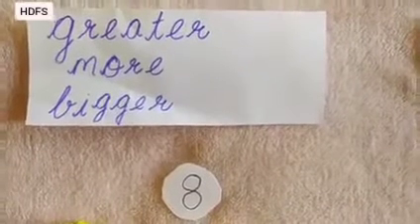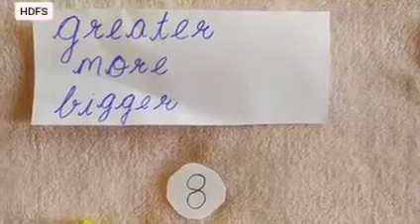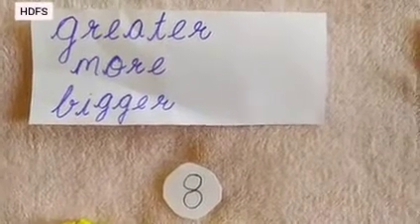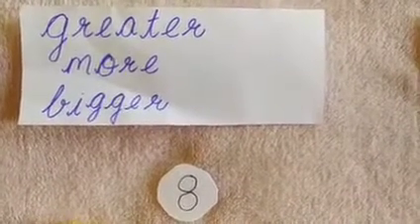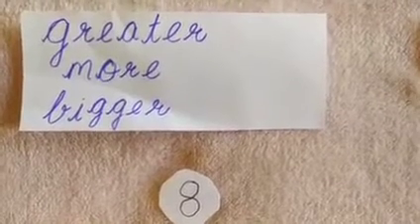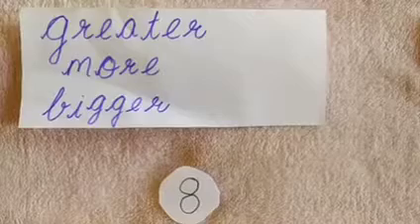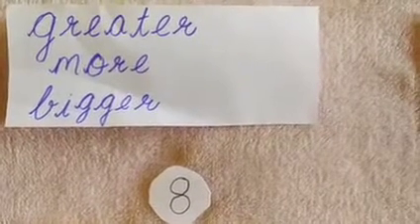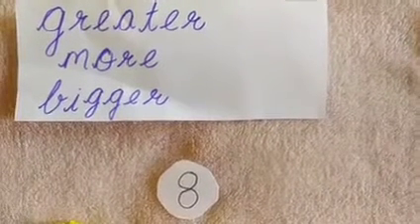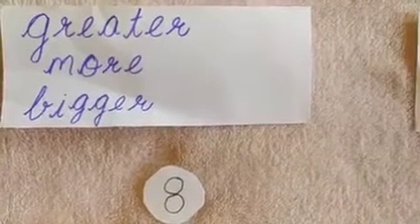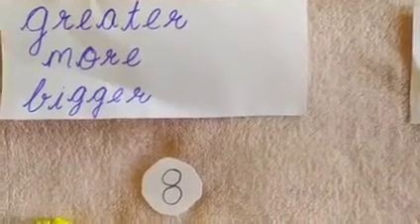ज़्यादा describe करना होता है तो हम ये three terms use करते हैं. Very often we use these terms: greater, more, and bigger. Whenever we are comparing two numbers, and one number is more than the other number, we use the terms more than, greater than, and bigger than.